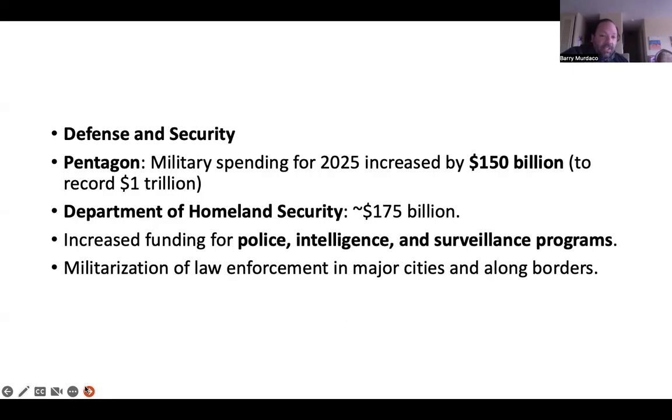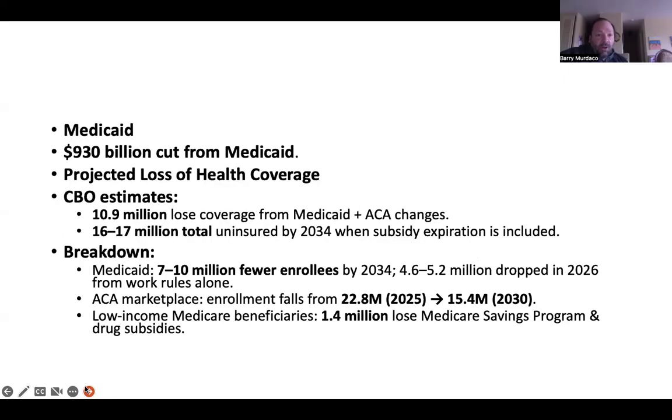Massive increase in the budget of the Department of Homeland Security, a 175 billion increase. Increased funding for police, intelligence and surveillance programs, and militarization of law enforcement in major cities and along borders. Now, again, to partially offset these massive tax cuts and spending increases for defense and policing, 930 billion is set to be cut from Medicaid. Massive cuts to people's health insurance, their health coverage.